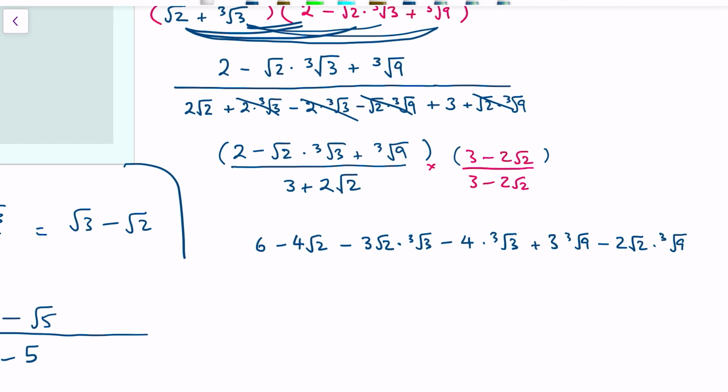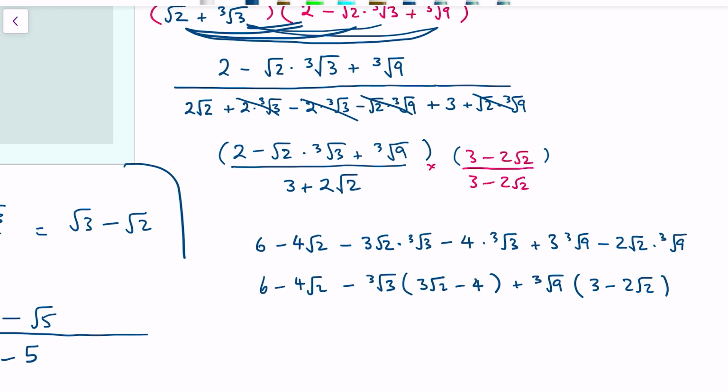We could write 6 minus 4 root 2, and then we could factor out the cube root of 3 if we wanted to, and the minus. And we could also factor out the cube root of 9 if we wanted to. But that's really all we can do of it, because the cube root of 3 and cube root of 9 are not nice numbers, as I was saying.